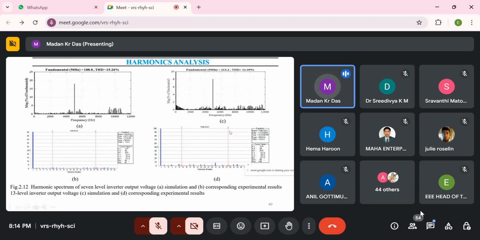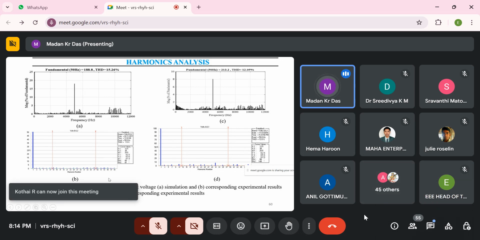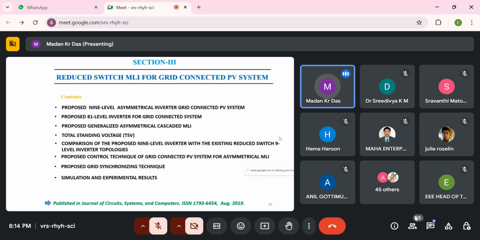And now harmonics. The main topic is harmonics. Multi-level inverters are famous for reduced harmonics. So in this inverter, only 15% harmonics in simulation we have discussed, and this is the experimental result of harmonics taken from the power analyzer. And this is the 13-level inverter harmonics, and this is the experimental 13-level voltage harmonics.